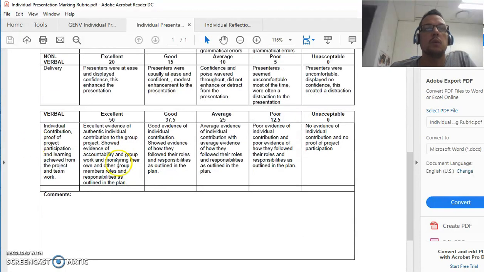If we then look at what you're presenting, it's going to be your individual contribution of the project, your participation in the group work and the monitoring of other people's roles and responsibilities as well as your own, and the learning that you've achieved from the projects and the group work. Okay. So if you're excellent, this is what we're expecting: good, average, poor, unacceptable.